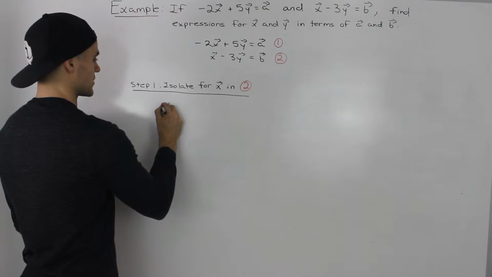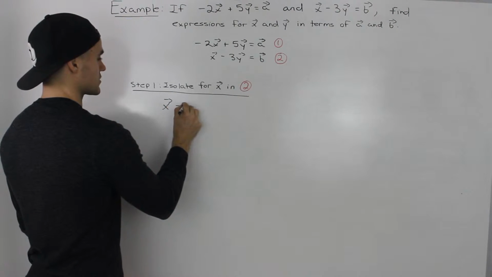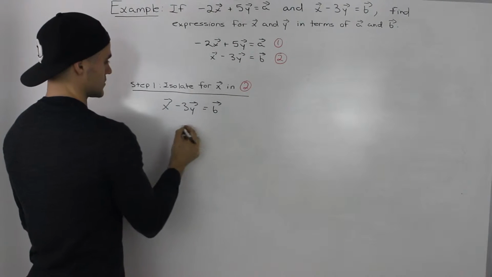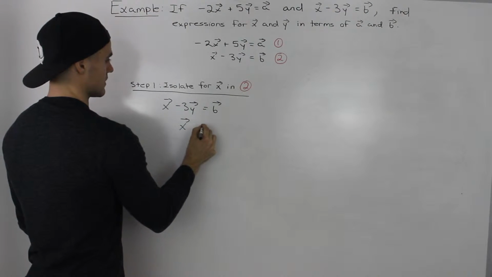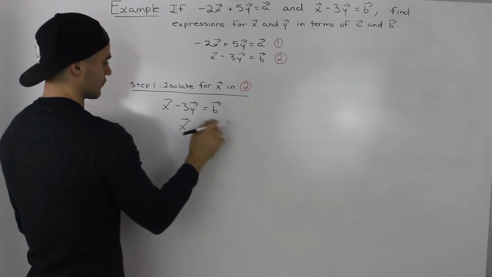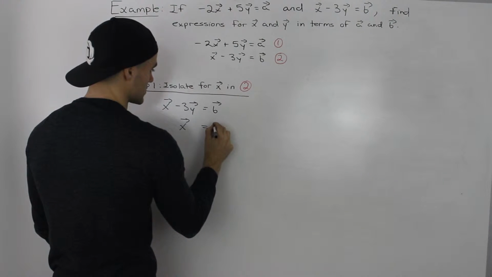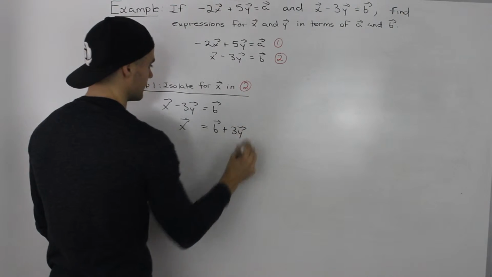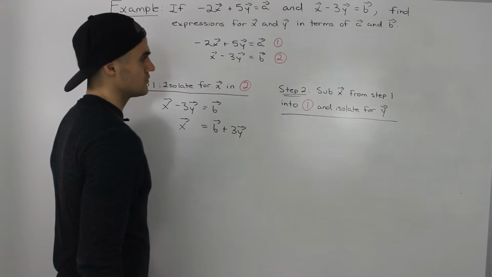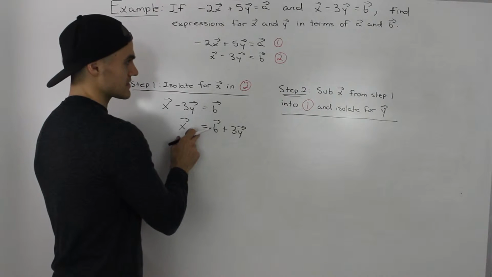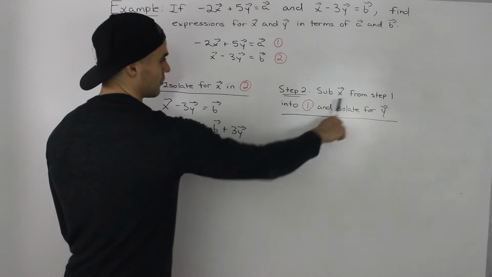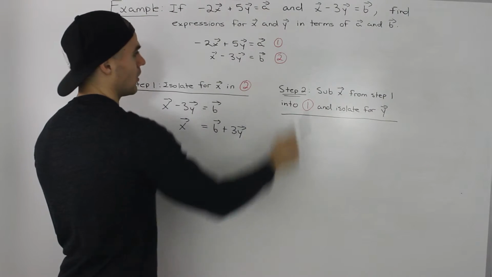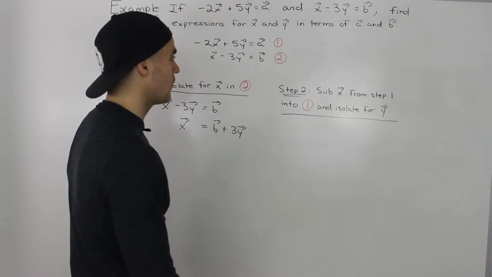So let's rewrite expression 2. So x minus 3y equals b. So that means x is just equal to, if we bring the negative 3y over, it becomes positive 3y, so b plus 3y. Now for step 2, we're going to take the x vector that we found from step 1 and we're going to sub it into expression 1 and then isolate for y.